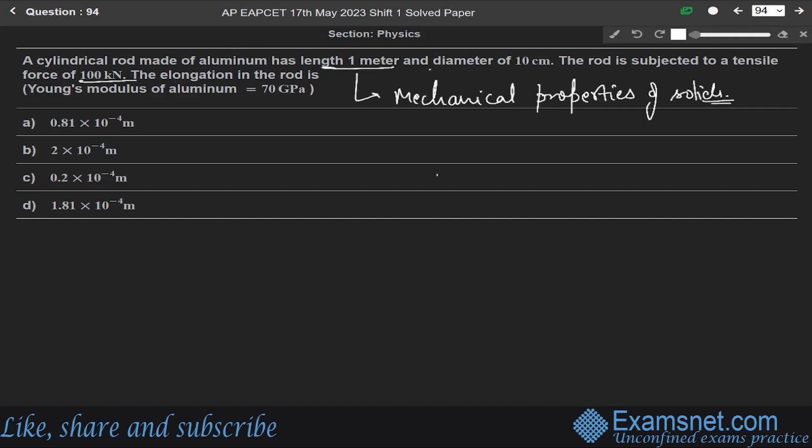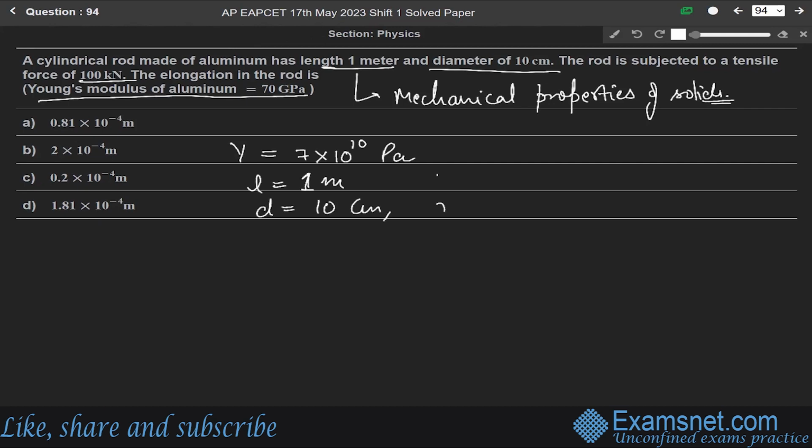Now, according to the question, the tensile force is 100 kilonewton and there is a cylindrical rod whose length is 1 meter and diameter 10 centimeter. And the Young's modulus is given as 70 gigapascal. So Young's modulus will be equal to 7 into 10 to the power 10 pascals. Length is 1 meter, and diameter is given as 10 centimeter, so radius will be equal to d by 2, which means 5 centimeter, means 5 into 10 to the power minus 2 meter. And tensile force is given as 100 kilonewton, means 10 to the power 5 newton.